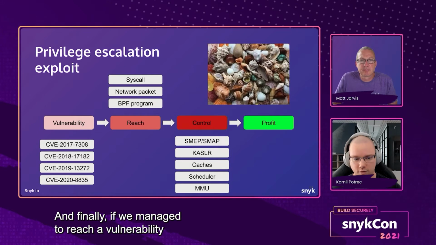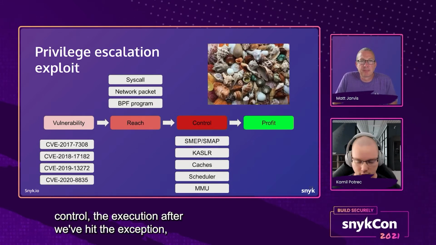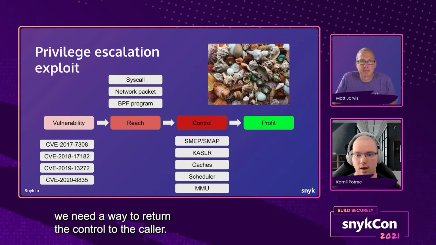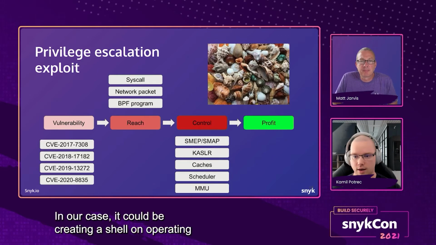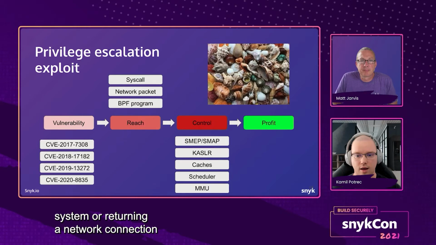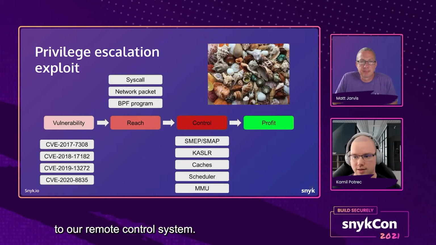And finally, if we managed to reach a vulnerability and control the execution after we've hit the exception, we need a way to return control to the caller. In our case, it could be creating a shell on the operating system or returning a network connection to our remote control system.